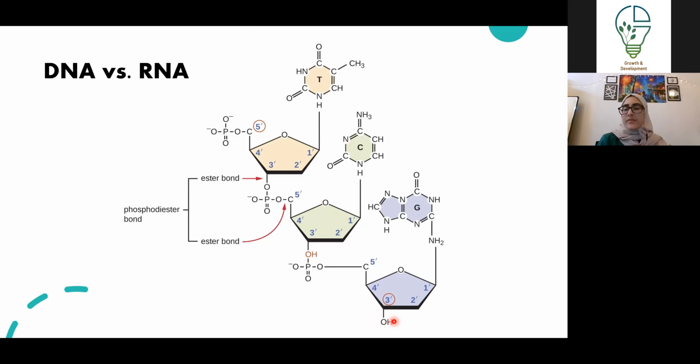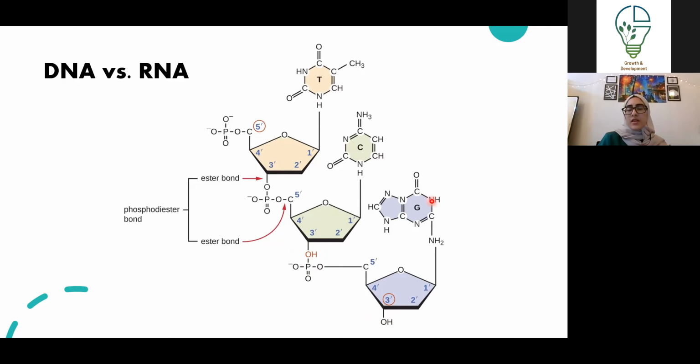Is that clear? Do you guys understand phosphodiester bonds? Do you guys understand deoxy versus ribose? Do you guys understand the fact that RNA is always a single strand, DNA is always a double strand? Everything cool so far? Yep, perfect.